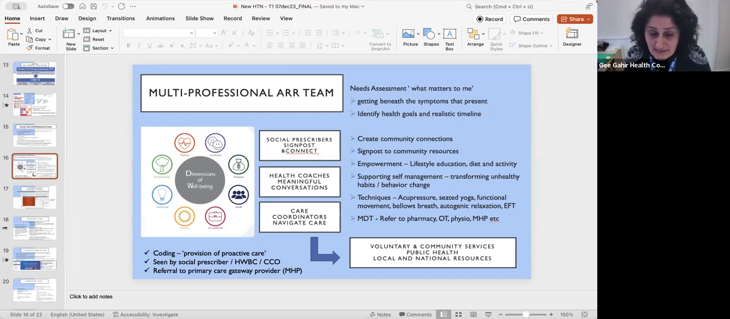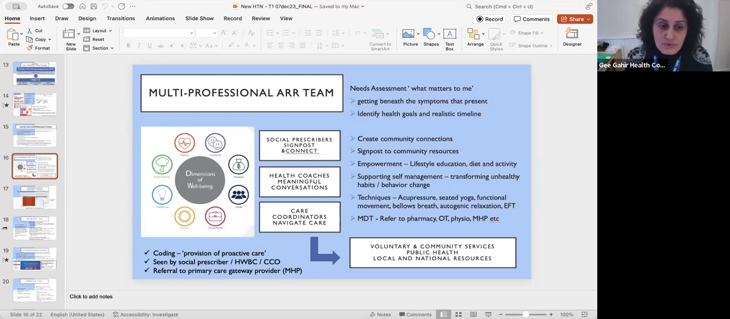And that could be with a variety of techniques. And I've met many of you, and I know we have a highly skilled workforce between the ARR group. I also work closely with the MDT, so OT, pharmacists, physios, and mental health practitioners. And the most important thing is connecting everyone, being this bridge between the voluntary sector and the clinical sector.